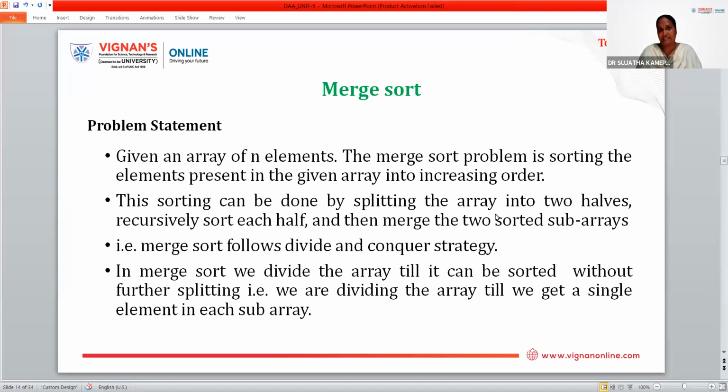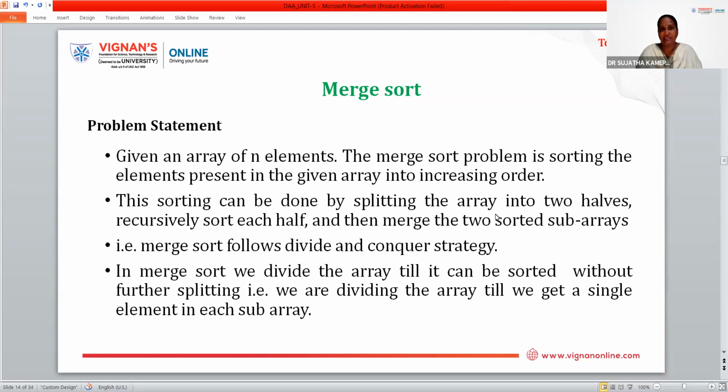How does the divide and conquer strategy sort the given array, if that array contains n elements? In divide and conquer strategy, the sorting can be done by splitting the array into two halves, recursively sorting each half, and then merging the two sorted subarrays. That is, merge sort follows the divide and conquer strategy. It divides the array into two halves, these two halves are recursively sorted, and after sorting, the two sorted subarrays are merged together.